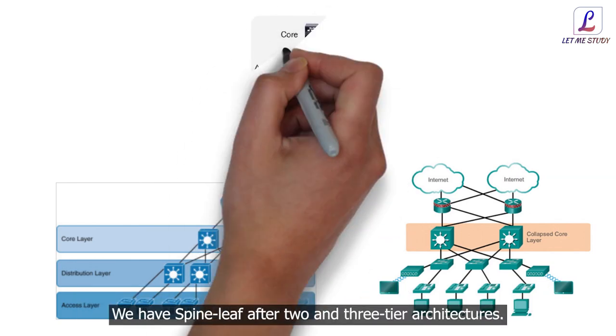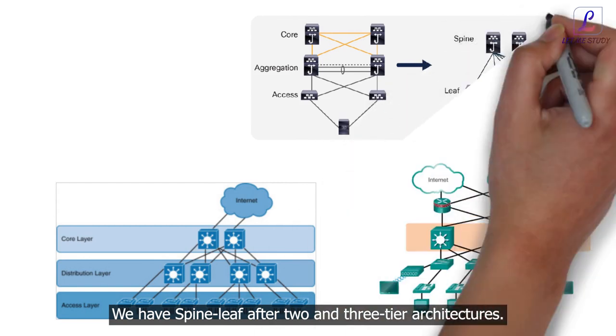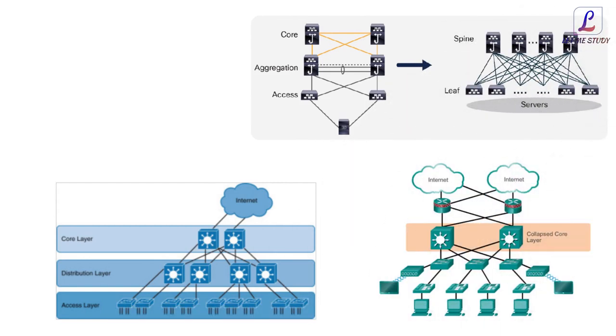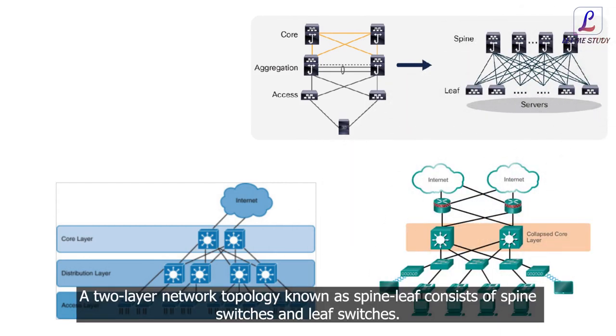We have spine leaf after two and three-tier architectures. A two-layer network topology known as spine leaf consists of spine switches and leaf switches.